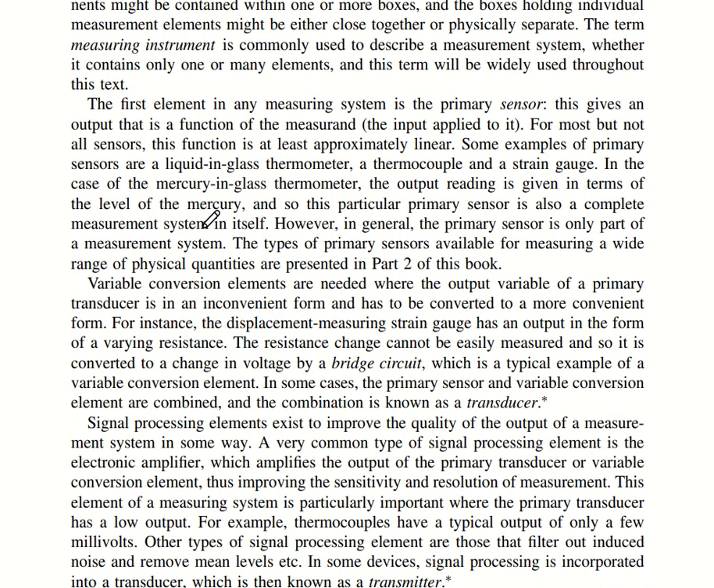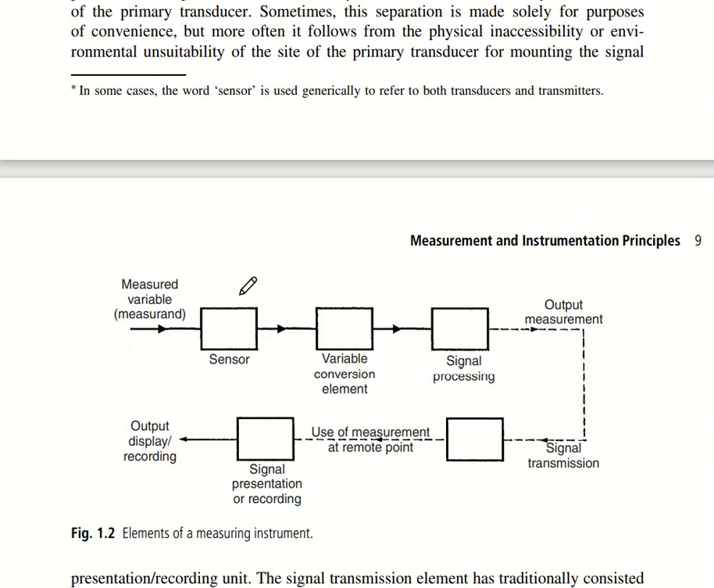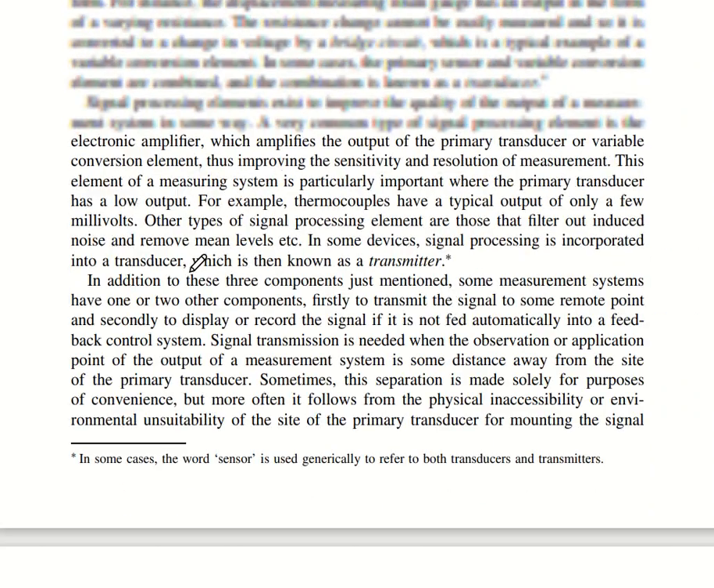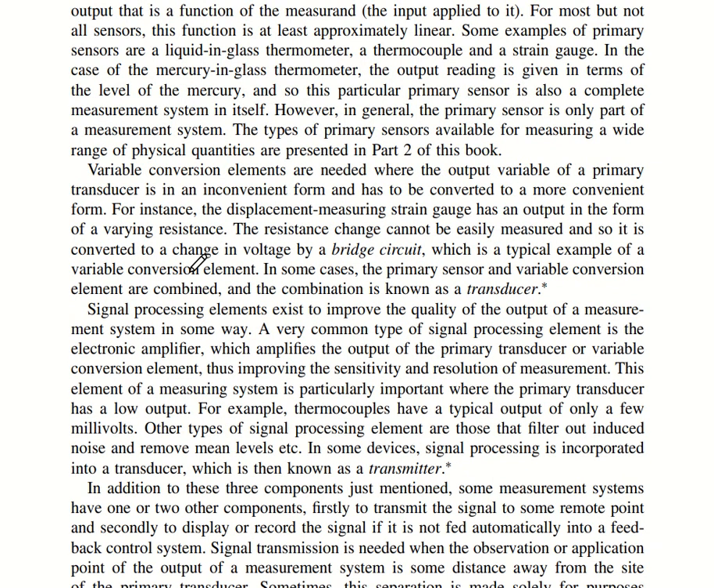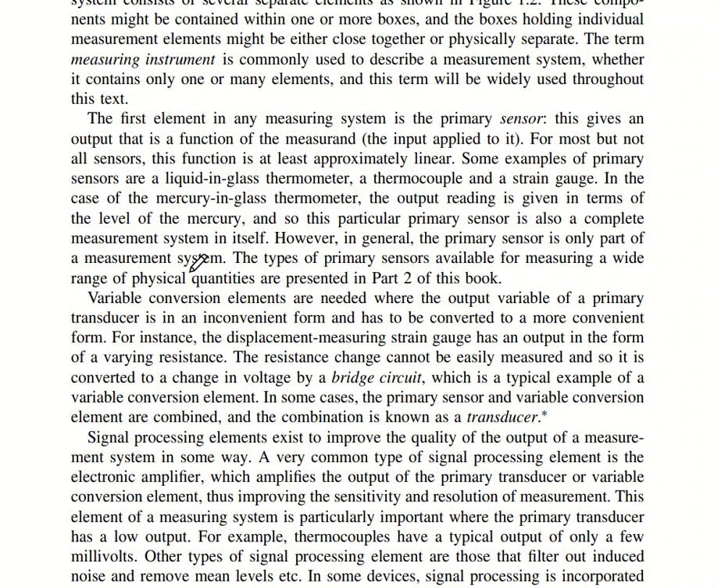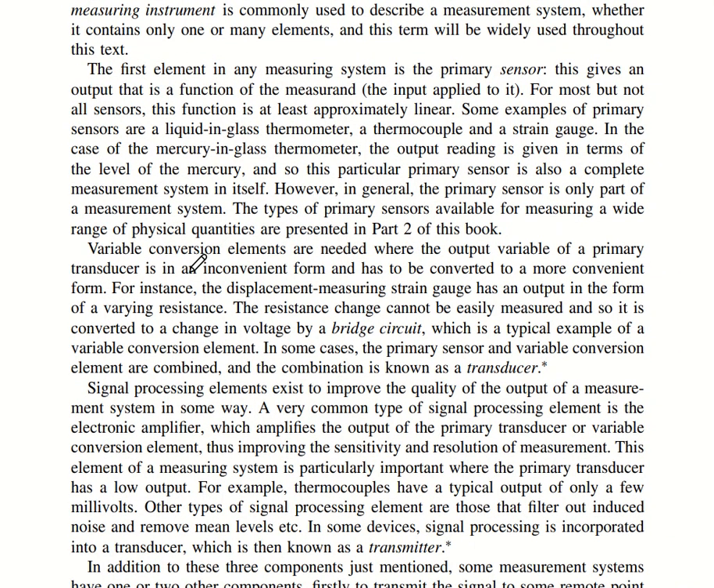Now, the first element in the measuring system is the primary sensor. That's today's point: we are going to discuss what a sensor is and how it is useful to us. A sensor gives an output that is a function of the measurand. The measurand is the input applied to it, and for most but not all sensors, this function is at least approximately linear. Some examples of primary sensors are a liquid-in-glass thermometer, a thermocouple, and a strain gauge.